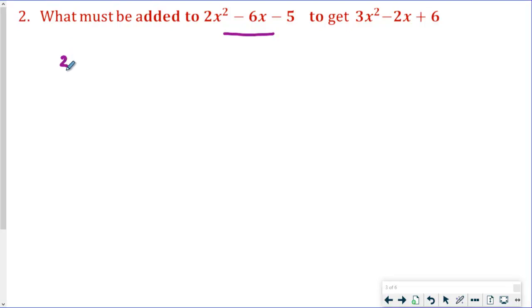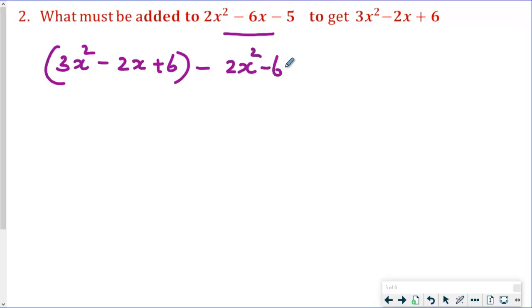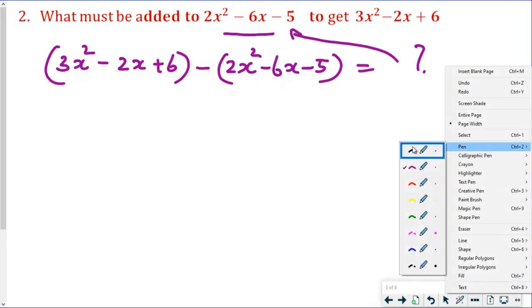Okay, so here you can take 3x² − 2x + 6. From this polynomial, you have to subtract this one, that is 2x² − 6x − 5. If you subtract these two, that will give our answer. That is, this answer, if you add it with this one, will give our result. So we have to subtract. Now we can do the normal subtraction.